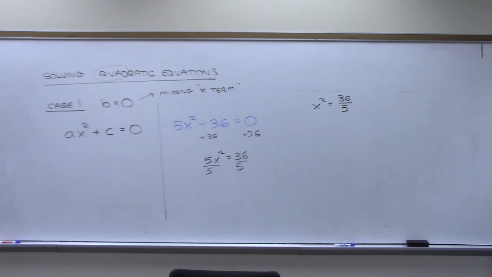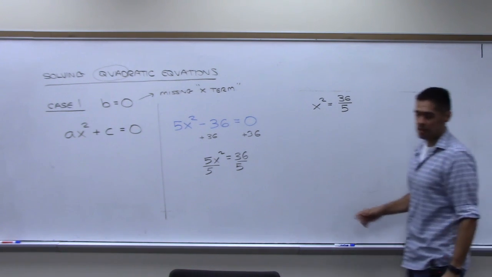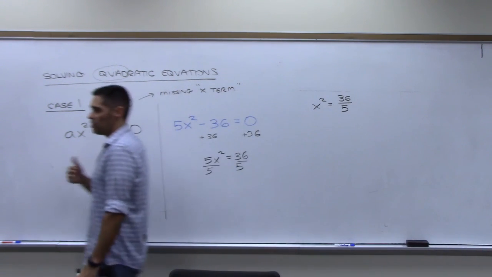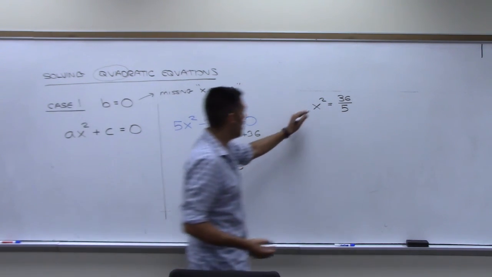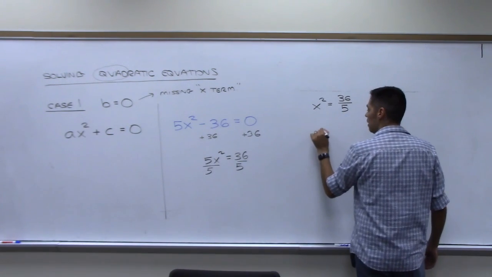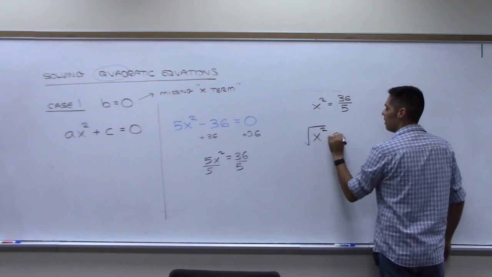We good? That's what x squared is, right? X squared is 36 over 5. We want to know what x is. So to find x, we have to do something. We have to get rid of the squared. And to do that, we square root both sides.